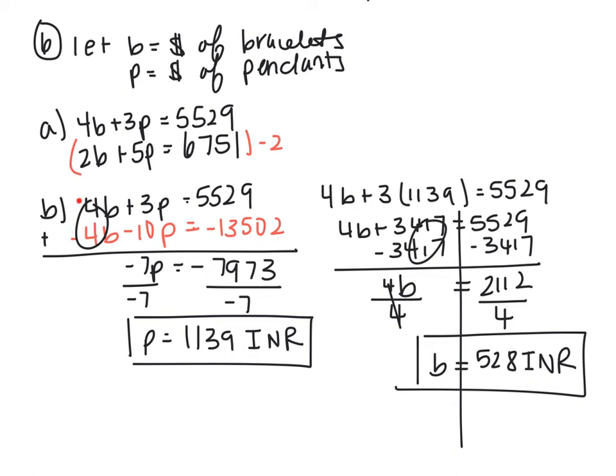Added them together, that eliminates the bracelets. You're left with negative 7P equals negative 7,973. Divide both sides by 7, and you end up that the pendants cost 1,139 Indian rupees. I took that and plugged it into the top equation. You could have also plugged it into the bottom equation, it doesn't matter. So 4B plus 3P, which is 1,139, is equal to 5,529. So then I subtracted 3,417 from both sides and divided both sides by 4, so you end up with each bracelet costs 528 Indian rupees.